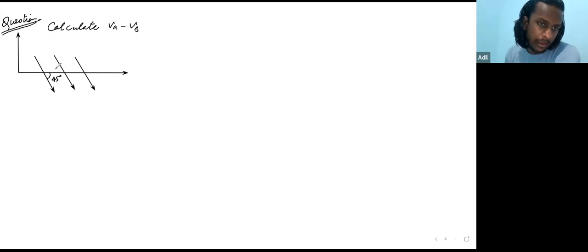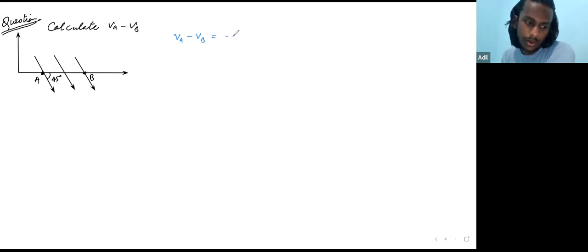This is your point A, and it's your point B. Now we have an equation already: VA minus VB is equal to minus E dot R of BA. All of you remember this equation or not?